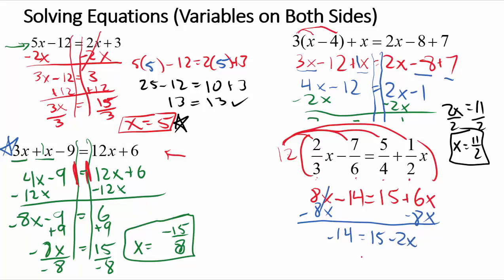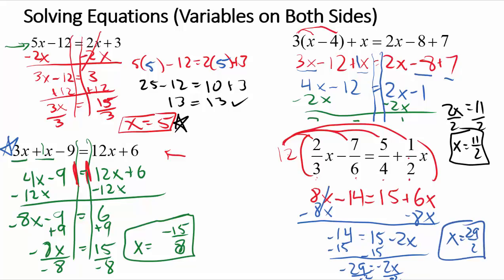And now from here, I've just got to move the 15, move the numbers to the other side. And I've got negative 29 is equal to negative 2x. So our final step here will just be to divide by negative 2. And that would give me x is equal to, that should be a negative 2, I'm sorry, negative 2. That should give me a positive 29 over 2 for my answer.